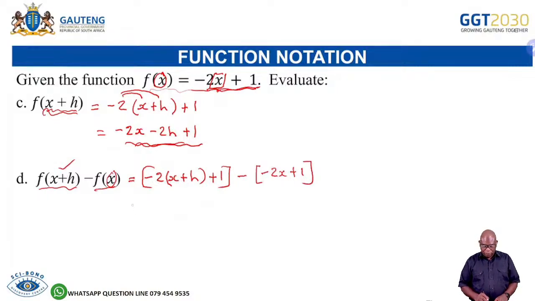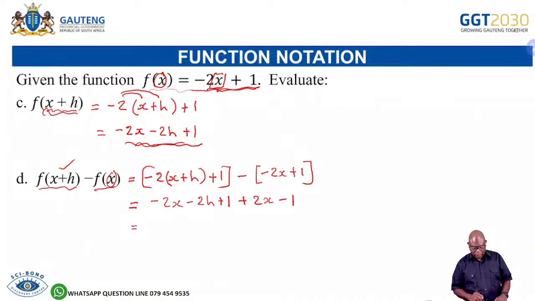So now I'll have, work out what is inside the bracket there. I already know it's going to be negative 2x, negative 2h, plus 1. Then from there, negative and negative will give me a positive 2x. Negative times positive will give me a negative 1. So if I check, I want to simplify this now. How do I then simplify this? The negative 2x and the plus 2x will give me a 0. A plus 1 and a minus 1 will give me a 0.